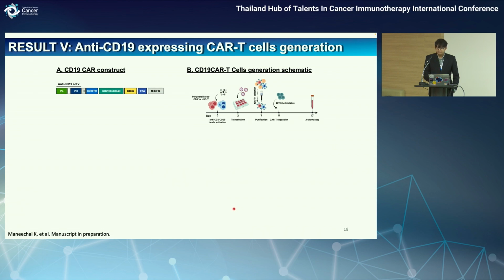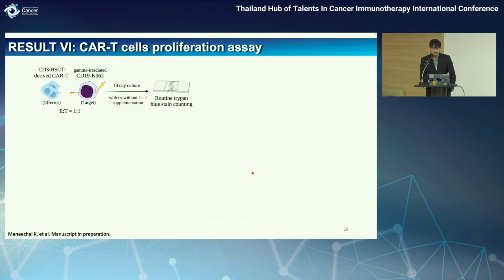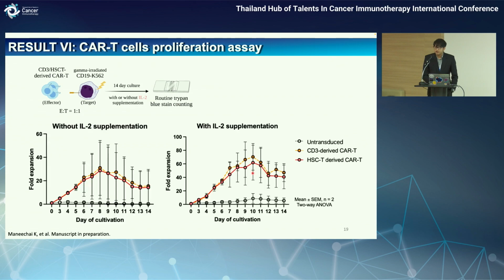And this is the application in this study, generating CD19 CAR T cells by using the in-house structure from our lab. The protocol is reviewed in figure B here. Briefly, it was retroviral transduction. The results show around 50% transduction efficacy and more than 90% purification. Furthermore, both of the CD19 CAR T cells show similar fold expansion in figure D, sorry. Next, we assessed the proliferative capacity of the CD19 CAR T cells, and we found that both the HSCT and conventional CAR T cells show similar fold expansion in the condition with or without interleukin 2 supplementation.